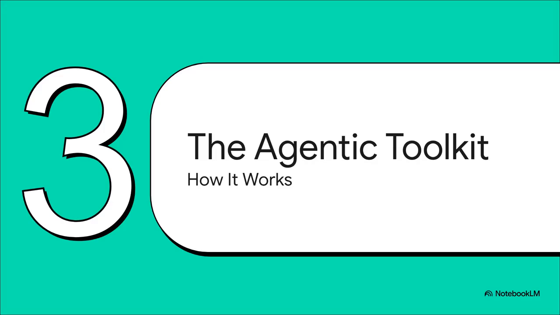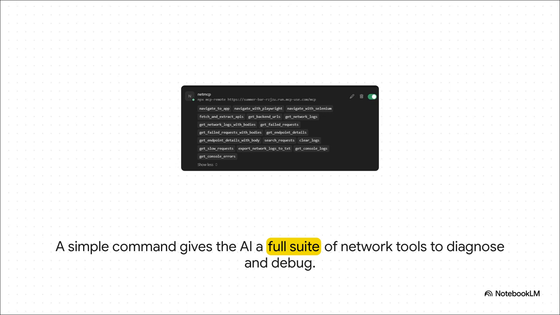And this, right here, is where it gets really powerful. See, NetMCP doesn't just let the AI see the network, it gives the AI a whole set of tools to act on what it sees. This is what's known as an agentic toolkit. And check this out. This is what that toolkit looks like. With just one simple command, the AI is armed with a whole new set of skills. It can now actively investigate what's going on, using commands like get failed request to see exactly what's broken, or get backend URLs to map out the entire system. Your AI is no longer just a passive observer of your code. It's an active detective on your network.